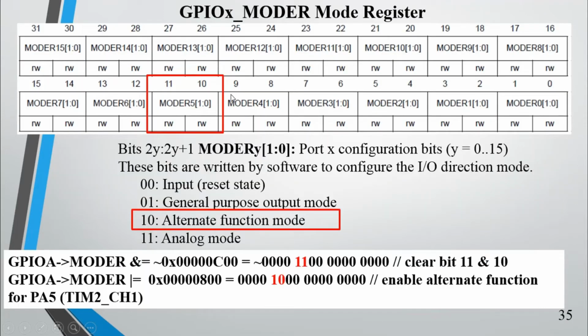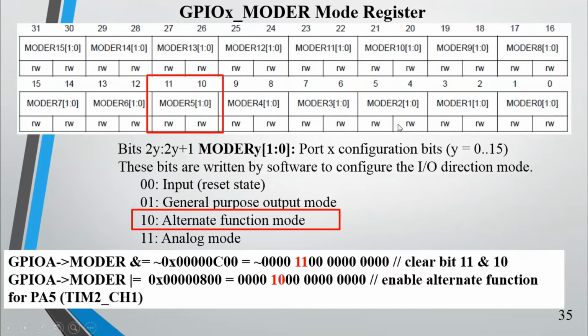Second step is you are configuring the mode register. Which mode register you need to select? GPIOA mode register. Why? Because you are configuring the functionality of GPIOA 5th pin, that is PA5 pin. So how can you configure the functionality of PA5? You need to configure bit number 10 and 11.